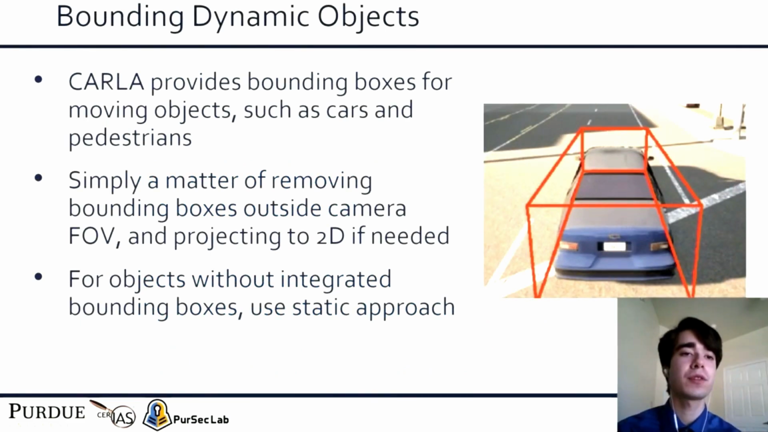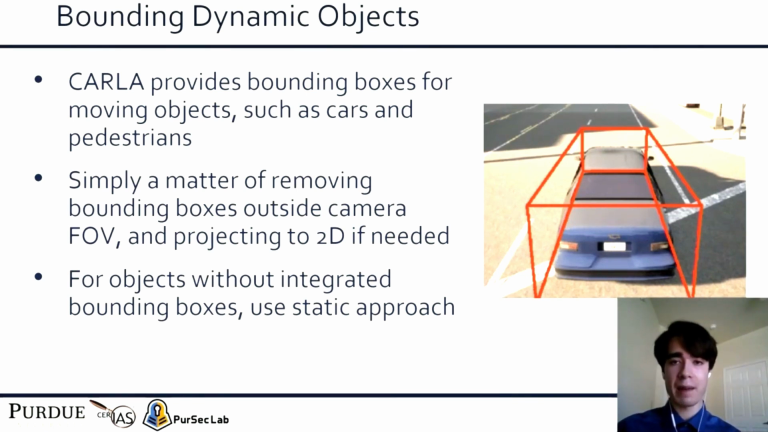So fortunately for some objects, Carla provides the bounding boxes as part of their model. Getting their bounding box information and their position and size is simply a matter of pulling all of the bounding box models in the scene. You remove any of them that the camera can't see or aren't of interest, and then you project it to 2D for 2D bounding box collection if you want.